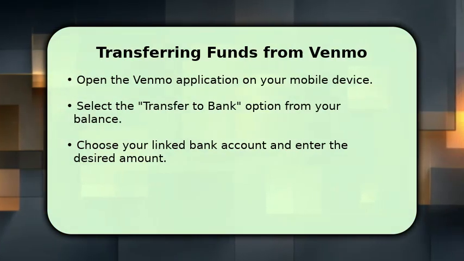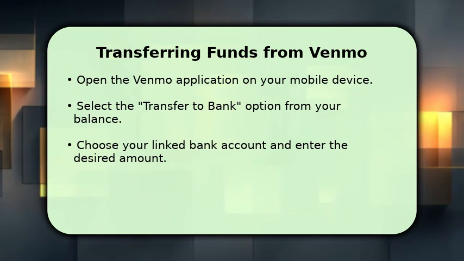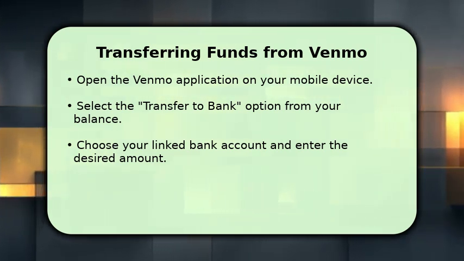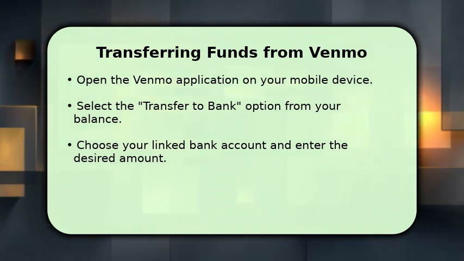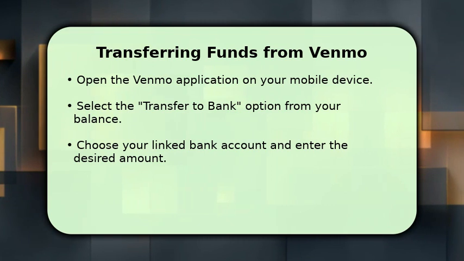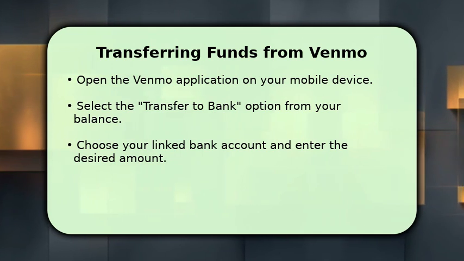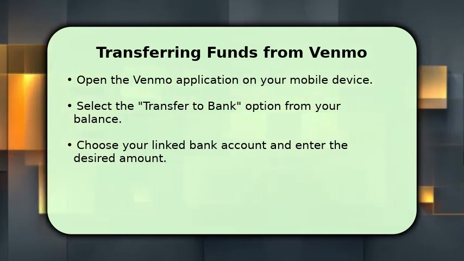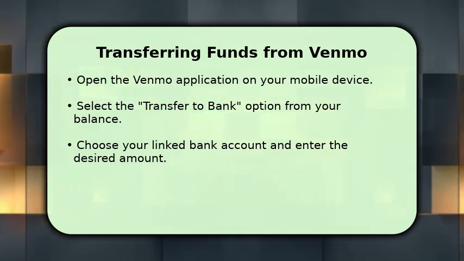The first step involves moving your funds from Venmo to your bank. Simply open the Venmo application on your phone. From your balance screen, select the Transfer to Bank option. You will then choose your preferred linked bank account and input the exact amount you wish to transfer. Remember, standard transfers are free but take about 1 to 3 business days. For quicker access, instant transfers are available for a small fee, usually 1.75% of the amount.